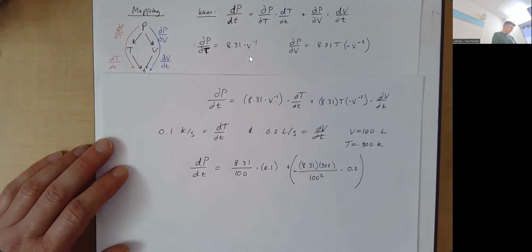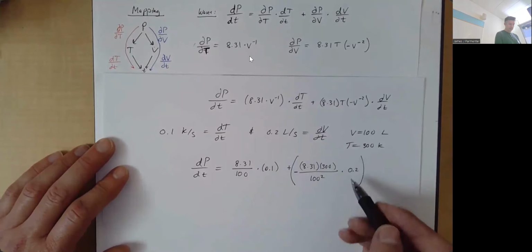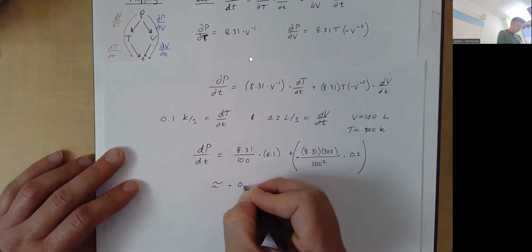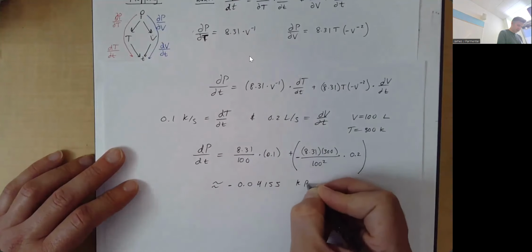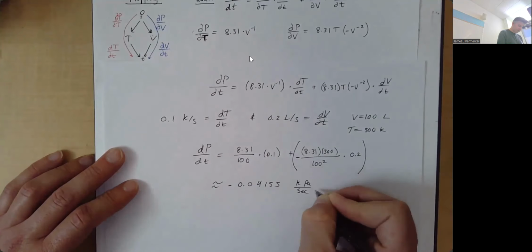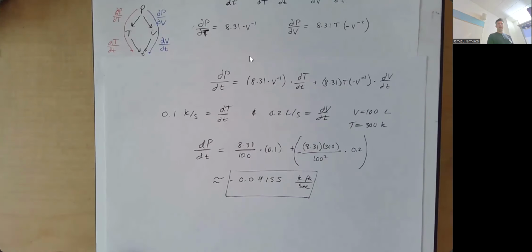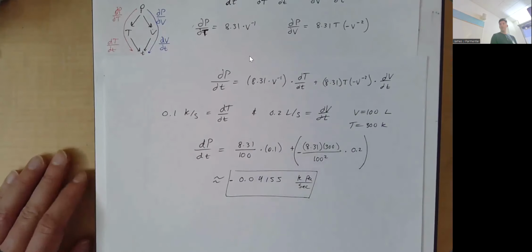So then we could do the math. The math part is not really the important part, but if you multiply this out and subtract, you're going to get approximately negative 0.04155 kilopascals per second. But really, at this point, it's just throwing stuff into a calculator and getting a numerical value.